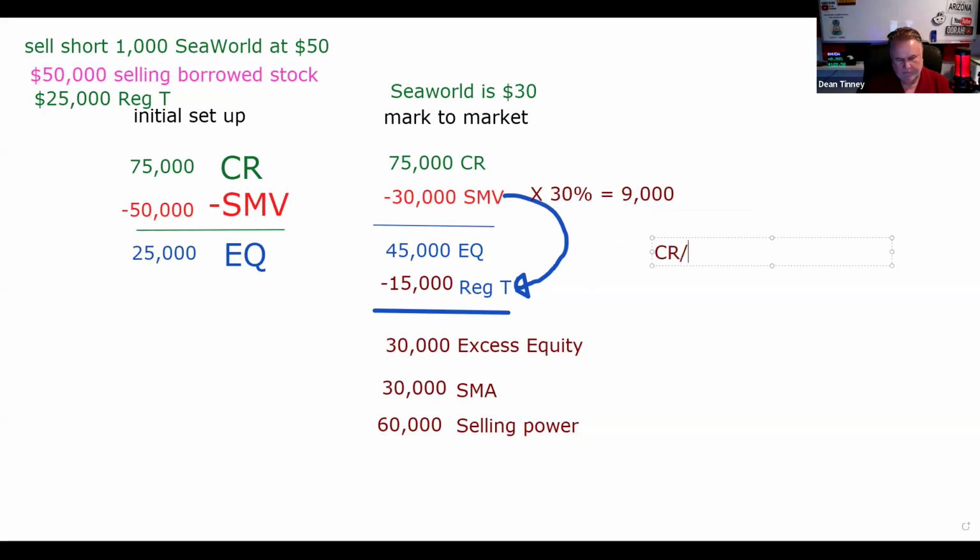And then if we want to know how far the SeaWorld could go up, we could take credit by 1.3. And if I do a market that, we got a problem, right? So 75 grand divided by 1.3, $57.70. So if SeaWorld goes above $57.69 a share, I got a problem. That's called market value at maintenance.